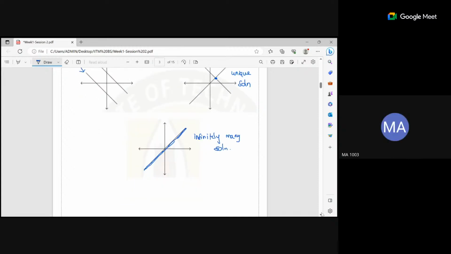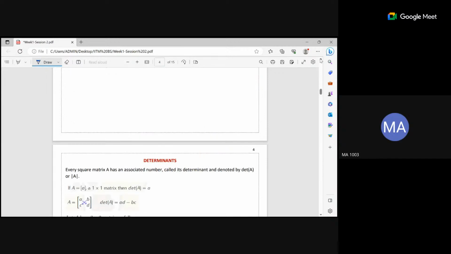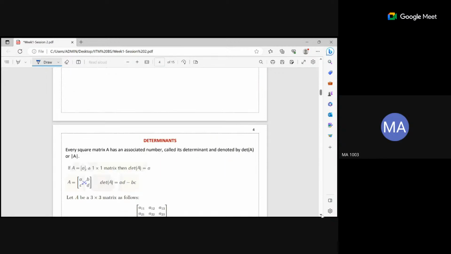Okay, fine. So you know these types of solutions. Now shall we move to the topic of determinants?